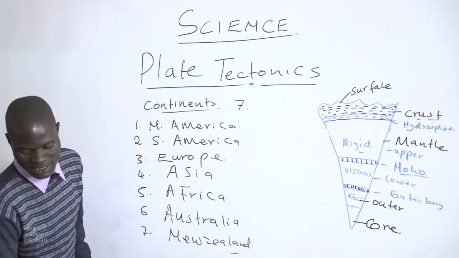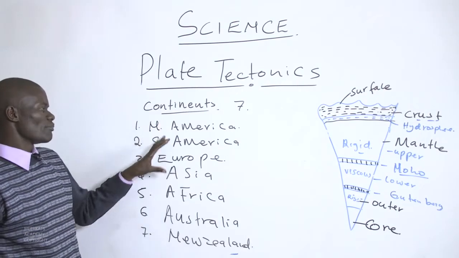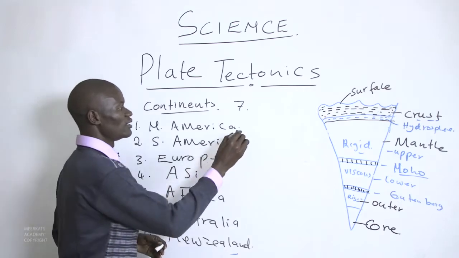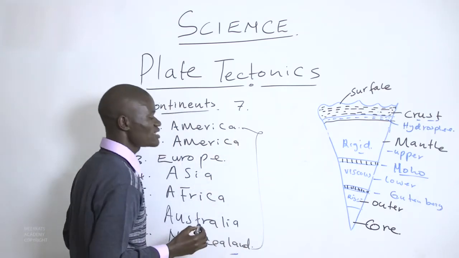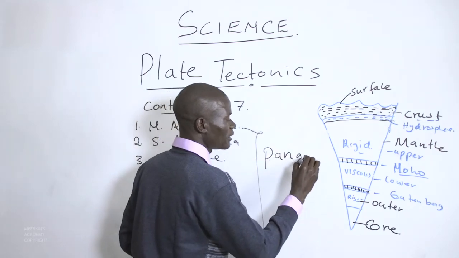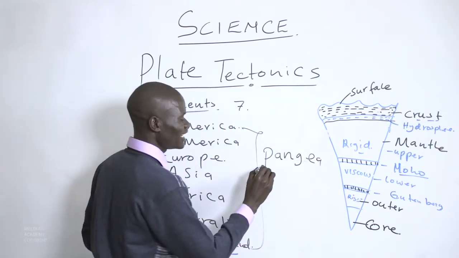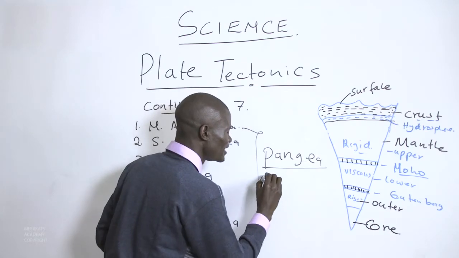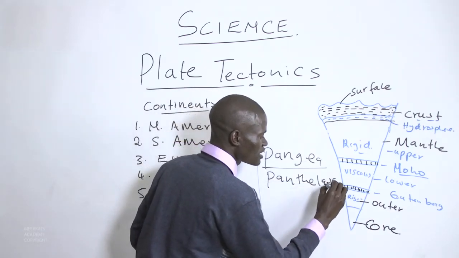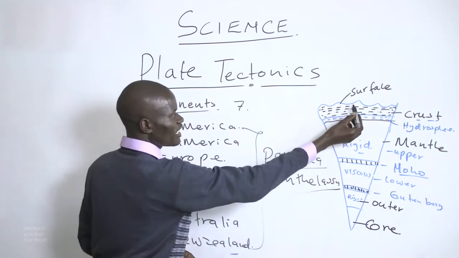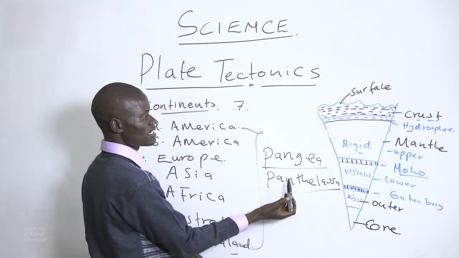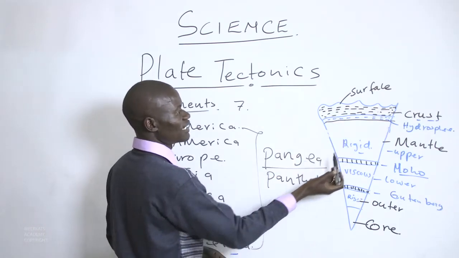He went ahead and explained that most of these continents were once a large landmass. It was once joined together in the name of Pangaea. And then it was surrounded by a large water body that was referred to as Panthalassa.